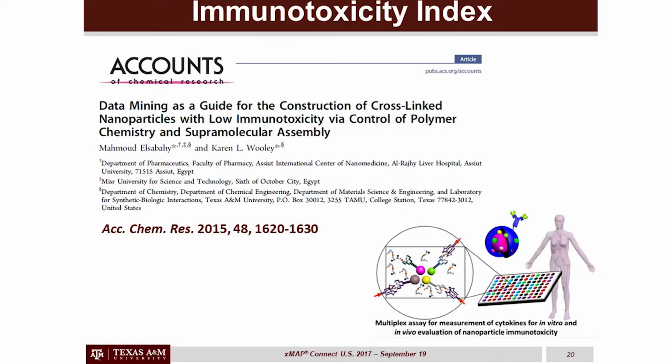A hint on the use of this immunotoxicity index has been published by our group in Accounts of Chemical Research, but more details on guidelines for how to avoid the interaction between the tested materials and the biomarkers, and on the use of this immunotoxicity index, will follow. So hopefully it will be incorporated into software, which will be developed in the future with one of the companies that's using the xMAP technology.